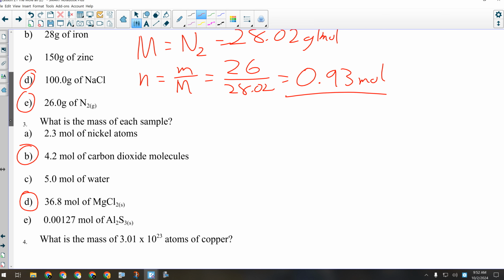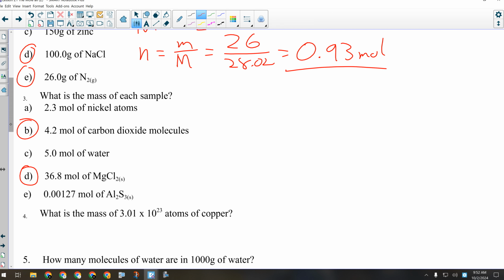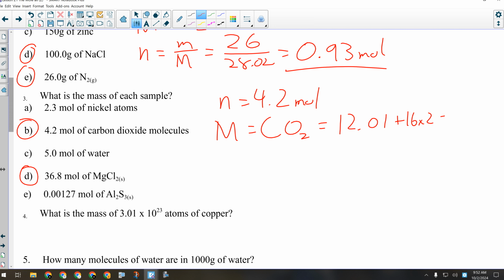Okay, so on B, we have 4.2 moles of carbon dioxide molecules. So in that one, we're given n, 4.2 moles, and we're told that it's carbon dioxide, CO2. Okay, so that's going to be 12.01, not like earlier today, plus 16 times 2 for 44.01 grams per mole. Doing it right, and I've had some coffee since we did that one, and I'm more alert now. Okay, we are looking for the mass.